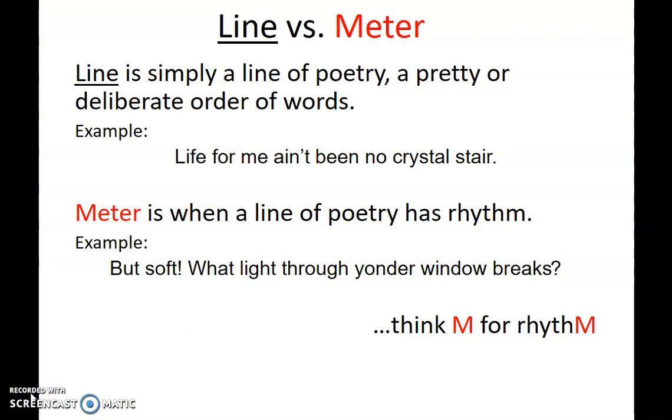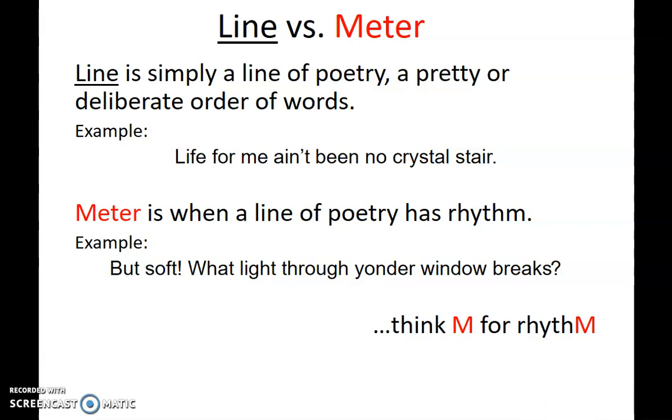In a poem, we have something called line versus meter. Line is simply a line of poetry, a pretty or deliberate order of words. For example, life for me ain't been no crystal stair. That is a line. Songs that you listen to are written in lines. However, meter is when a line of poetry has rhythm. Here's an example. But soft, what light through yonder window breaks. We wouldn't exactly say it as how I just said it, but it does have a rhythm to it. It's a ba-bum, ba-bum, ba-bum, ba-bum, ba-bum. So say it again. But soft, what light through yonder window breaks.